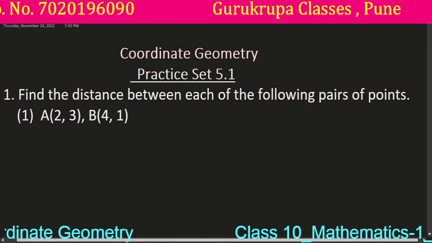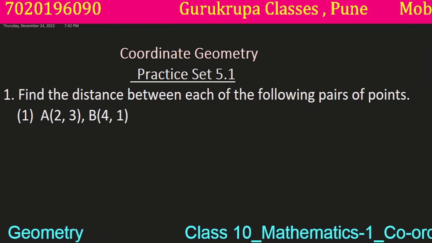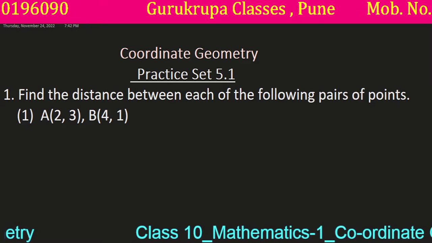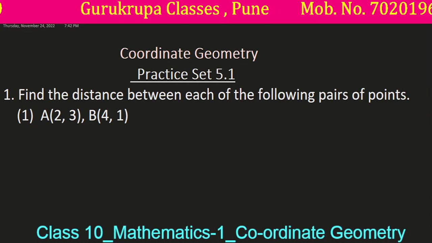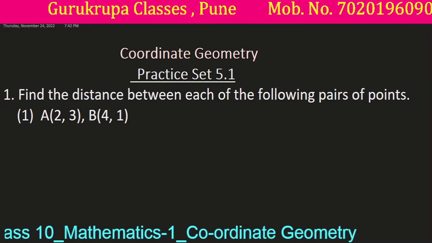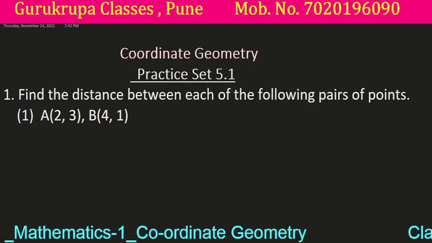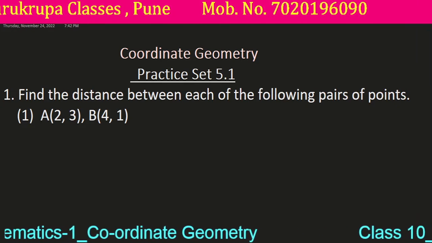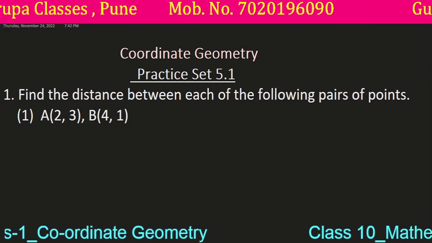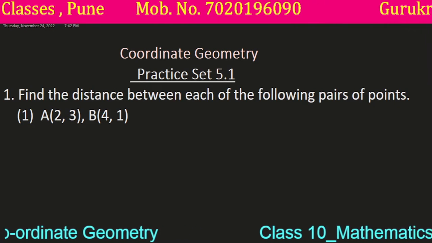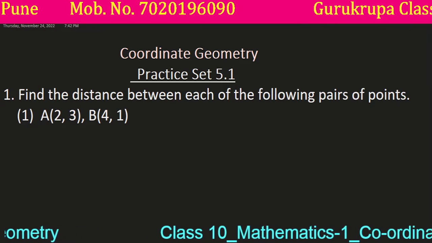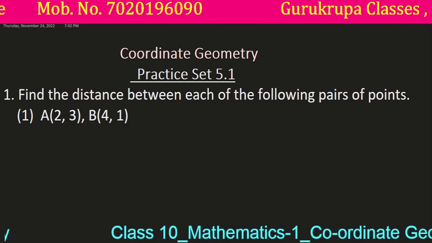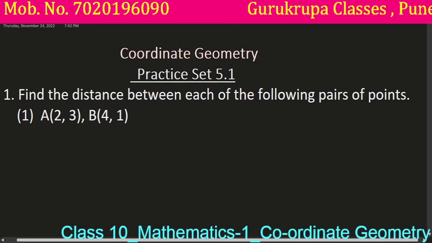The lesson number 5 of the Mathematics 1 book of the Standard 10 of SSC Board, content practice set 5.1. Now, in this practice set 5.1, first question is given to you, and that is find the distance between each of the following pairs of points. Now, points are given to you.